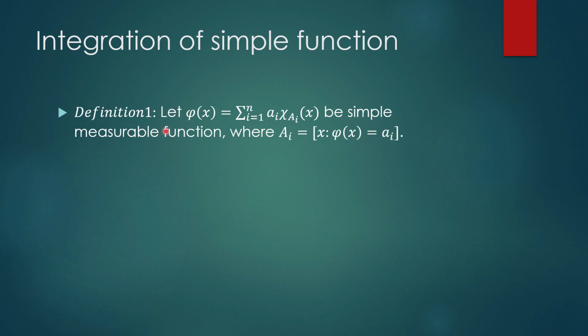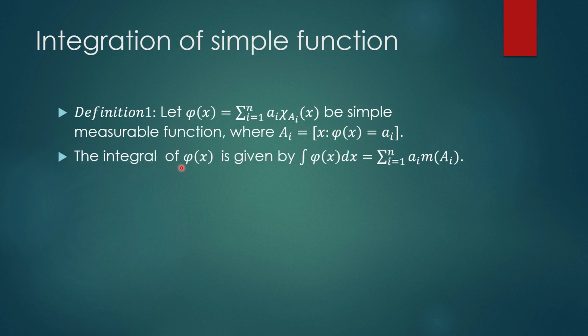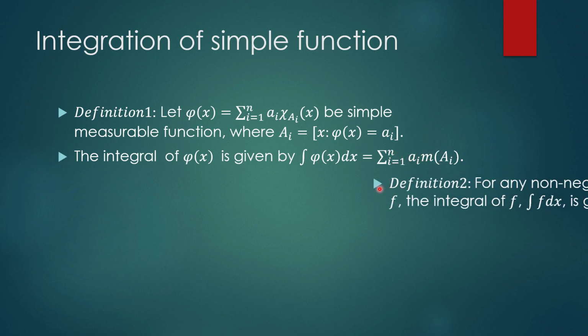So definition: how do we define the Lebesgue integration of a simple function? Let phi(x) equal the summation, i running from 1 to n, ai chi_Ai(x). This is a simple measurable function. Measurable means if the Ai are measurable, then phi(x) will be measurable, where capital Ai is the set of x such that phi(x) is equal to small ai. Then the Lebesgue integral of phi(x) is given by this formula. It is denoted by the integral of phi(x) dx, and that is exactly equal to the summation, i running from 1 to n, ai m(Ai), that we have already illustrated using graphs.